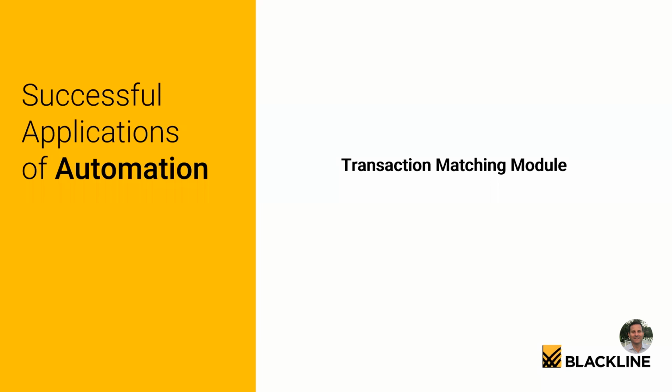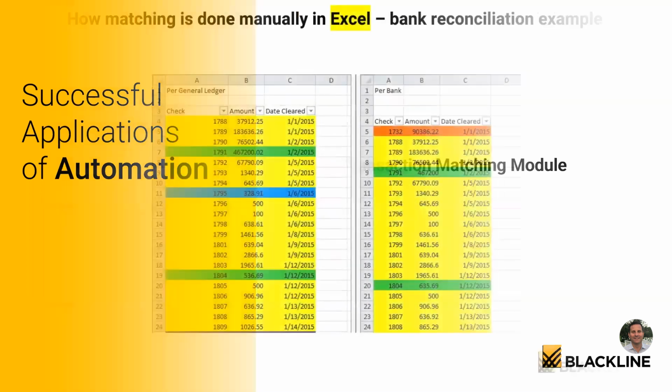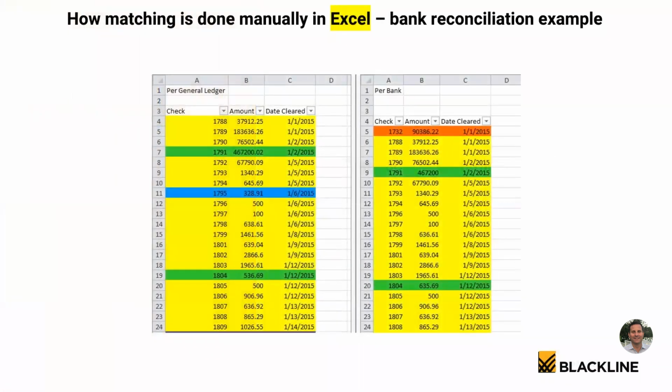Now, when we're talking about transaction matching, we're talking about matching records from one data source to another. And again, the most common example is a bank rec. And to help explain the transaction matching module, let's look at a sample bank reconciliation. This here is how most companies do it today in Excel. They take the general ledger and bank data, dump them out to an Excel file, put them side by side, and then match the records one by one.